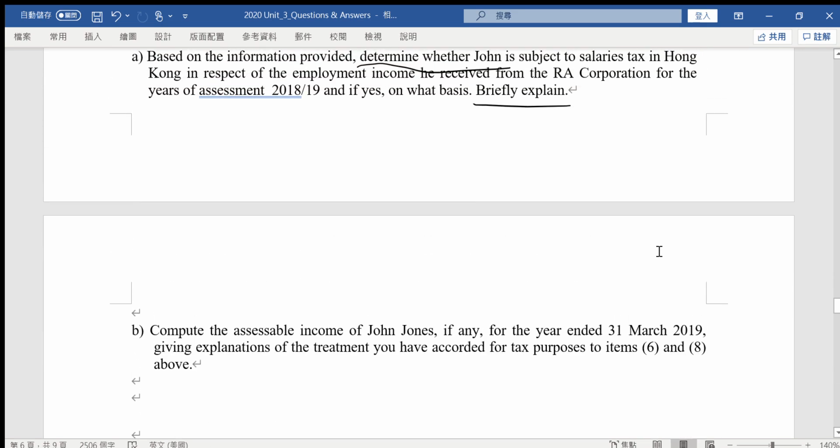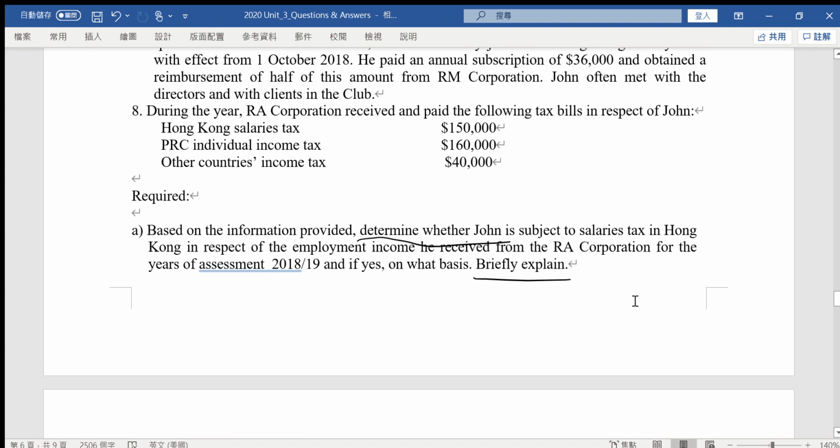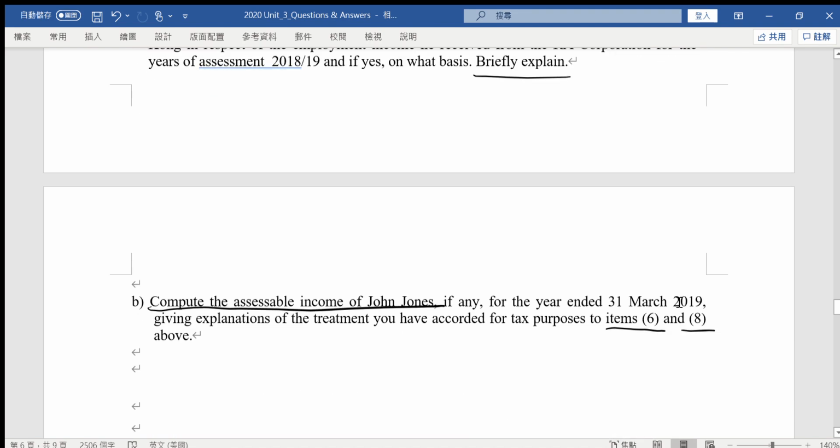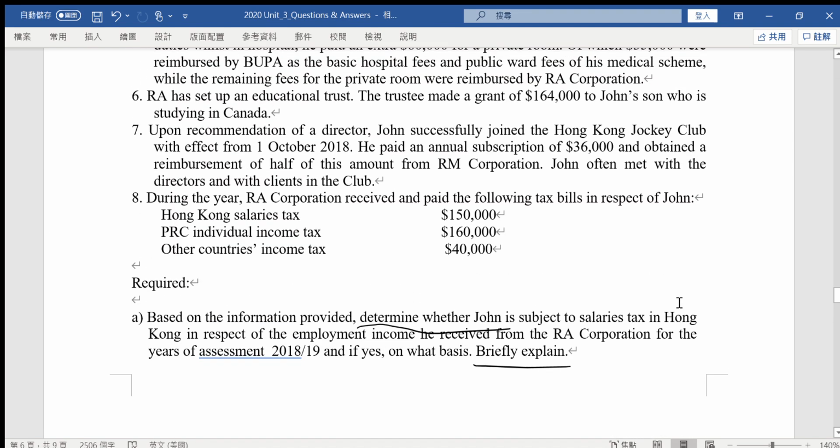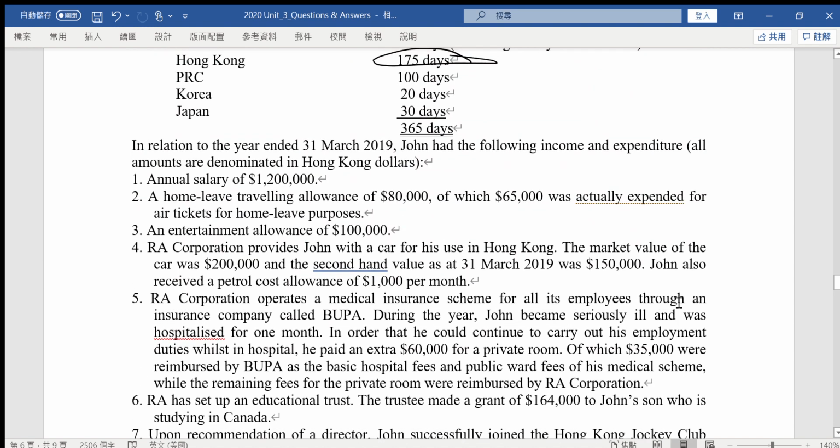The second part is asking to compute the assessable income of Mr. John Jones for the year, and also requires you to explain items 6 and 8. Okay, because of that, first of all, we will work out what will be the assessable income of Mr. John Jones. By looking at that, his annual salary is 1.2 million.